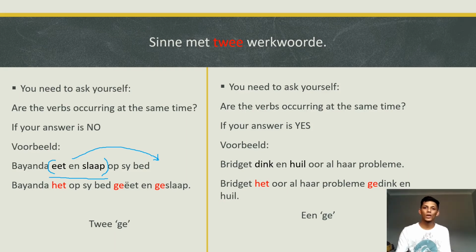Now, please look at this carefully. Our actions here are not happening at the same time. Therefore, they will get a ge. Now, each verb got a ge. So, let me give you a scenario which may actually help you. Let's say, for example, eet represents a 5th grader and slaap represents a 6th grader. Both these learners have come first in their class. What happens when they get awards? They both will receive their own trophies, meaning they will stand alone, and it will happen at 2 separate times.